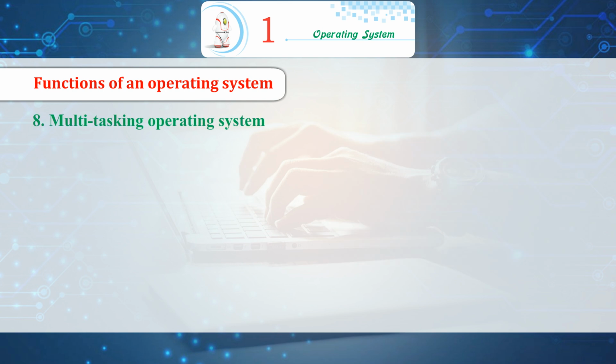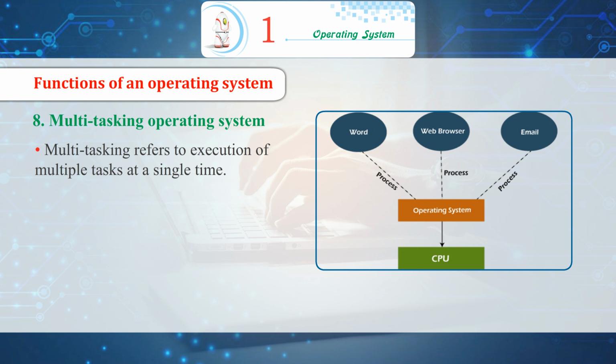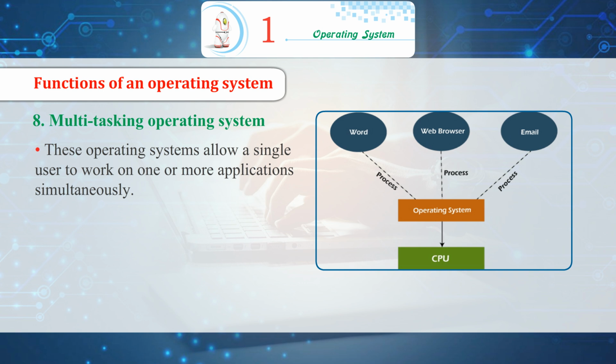8. Multitasking operating system. Multitasking refers to execution of multiple tasks at a single time. These operating systems allow a single user to work on one or more applications simultaneously.